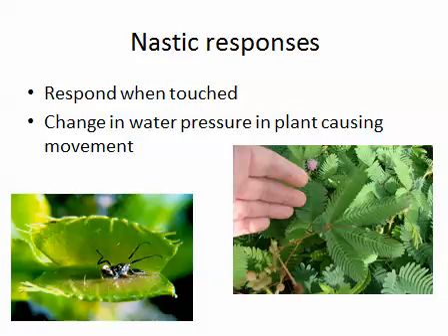Now, have you ever seen a Venus flytrap? When a fly enters the leaf of the Venus flytrap, the leaf snaps shut, entrapping the insect inside. This is a form of plant response called a nastic response. And in the picture on the right, this is another really interesting response. There are certain plants that if you rub them and touch them, their leaves curl in. So this nastic response is actually a change in water pressure in the plant causing this kind of movement.